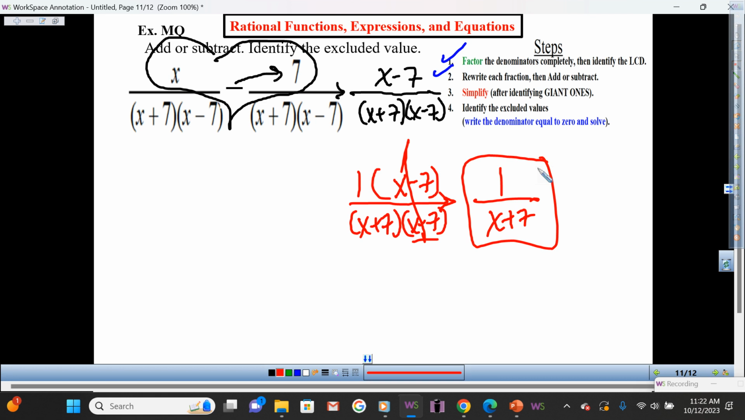All right. Are we done? Pretty much yes. However, I'm asking you to find me the excluded value. Tell your neighbor what to write for the excluded value, how to get started. And then Kimberly will enlighten us with the excluded value. All right. What do I write, Kimberly? x plus 7 equal to 0. She said negative 7, but I just want to make sure everybody understands where we get that from. Take the denominator equal to 0, x plus 7 equals 0, x equals negative 7.